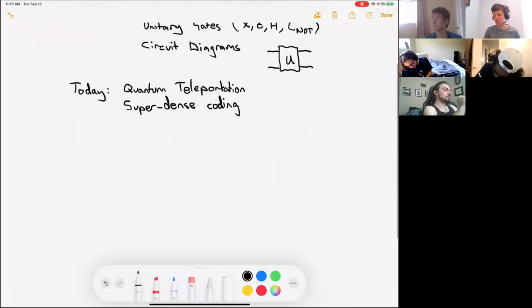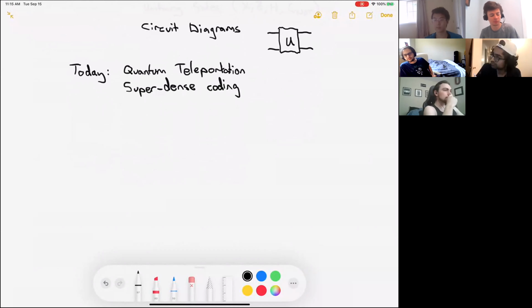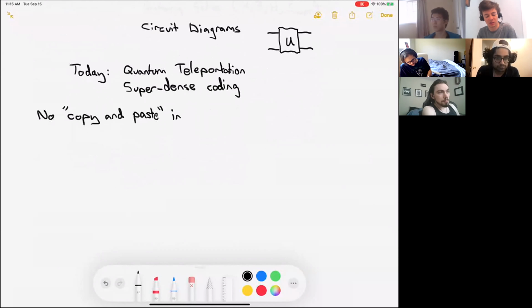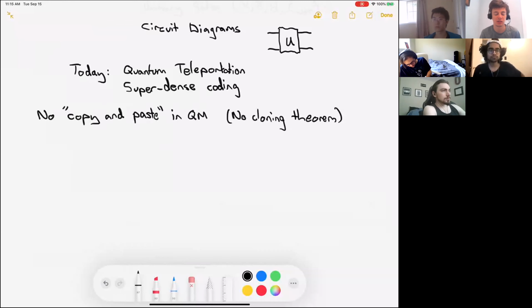Okay. So on homework 2, you guys proved, hopefully, that there's no copy and paste with quantum states, right? It's called the no cloning theorem. It's just a fact that the map that copies a quantum state into the tensor product is nonlinear, so it just can't ever be done quantum mechanically. It can't ever be unitary for a start.